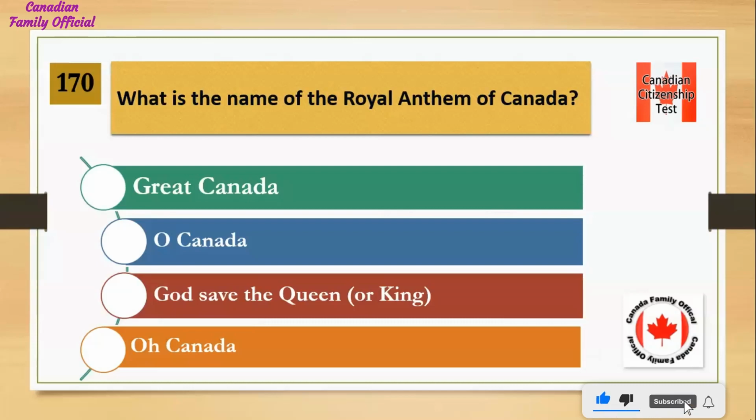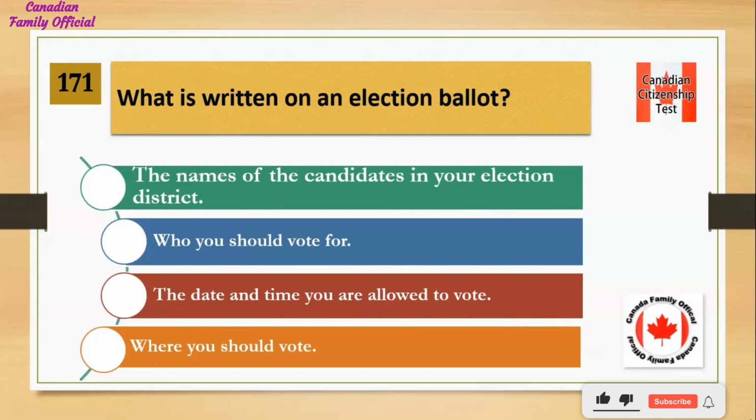What is the name of the royal anthem of Canada? Number 1, Great Canada. Number 2, O Canada. Number 3, God Save the Queen or King. Number 4, O Canada. And the answer is God Save the Queen or King.